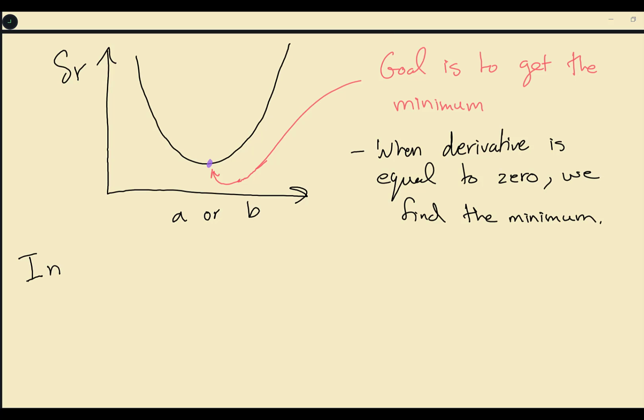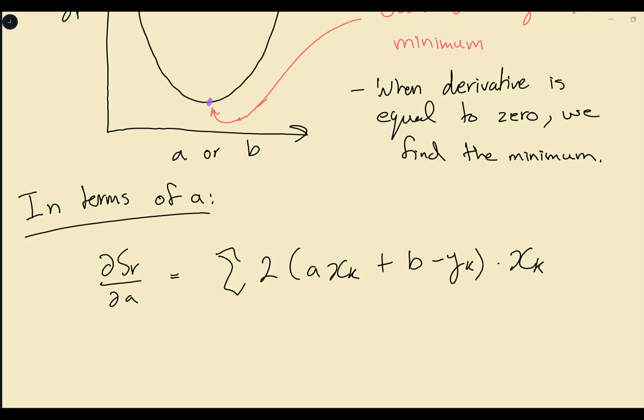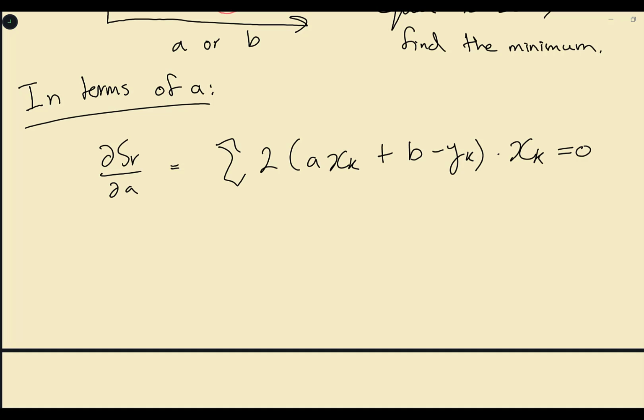In terms of A, we have the RMS function, and the partial derivative in terms of A is going to equal the sum of 2 times (A xk plus b minus yk) times xk. We want to set this to 0 because that is where we find the minimum. To simplify this equation, what we're going to get is the following.